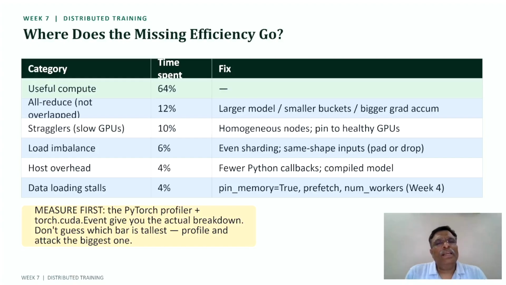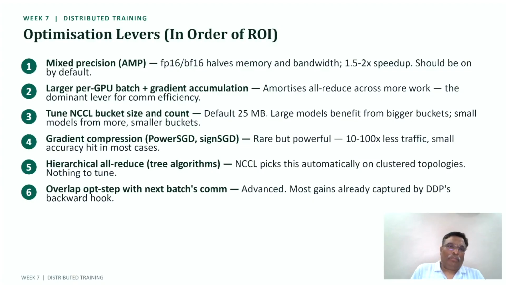The basic idea here is that we want to measure our efficiency, how much we use our GPUs for compute and where all the other bottlenecks, the hotspots, are. The PyTorch profiler plus Torch CUDA events give us the actual breakdown, right? And we can use certain profilers for profiling and seeing what happens.